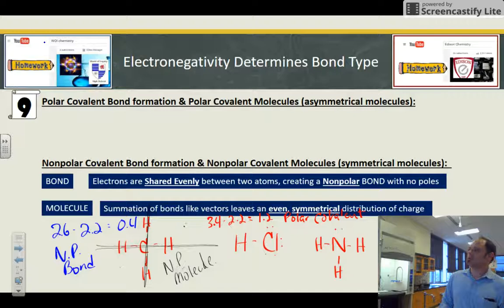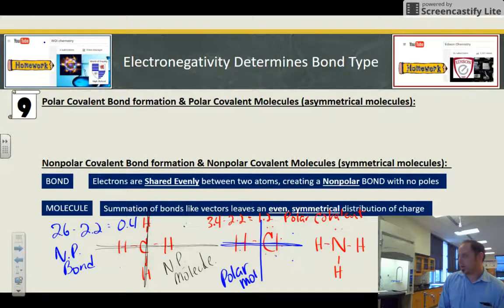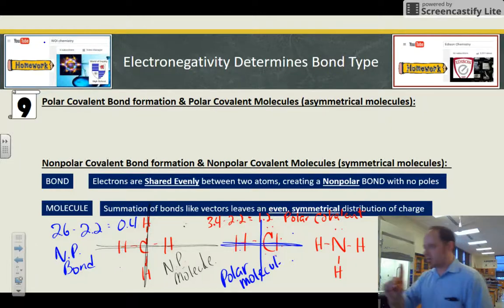So he's going to draw a little symbol. When I cut it this way, is it the same top and bottom? It is. Now, when I cut it this way, is it the same left and right? No, it is not. So now this is a polar molecule.